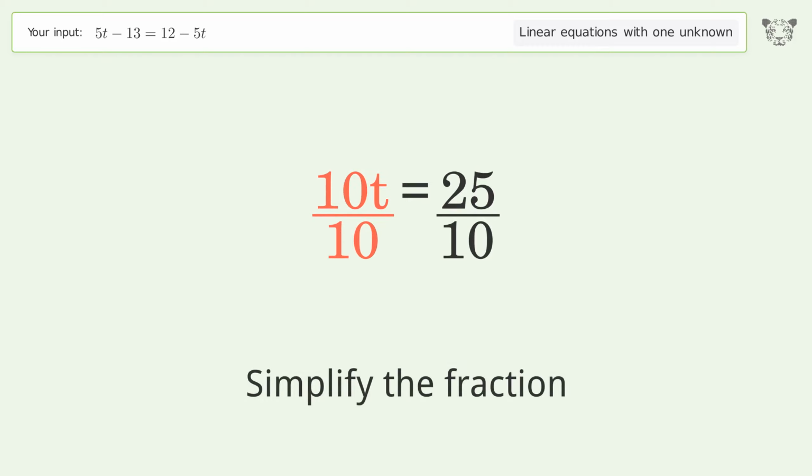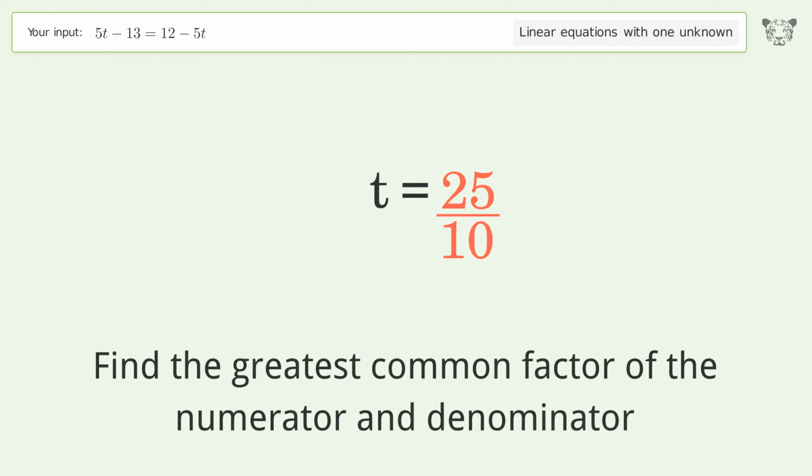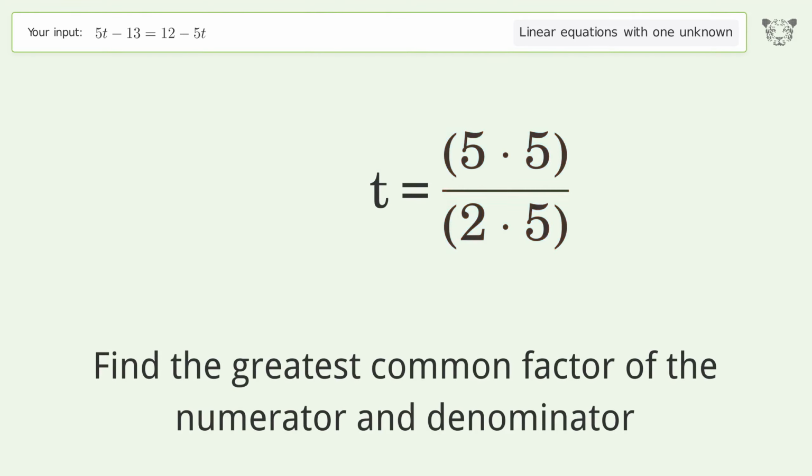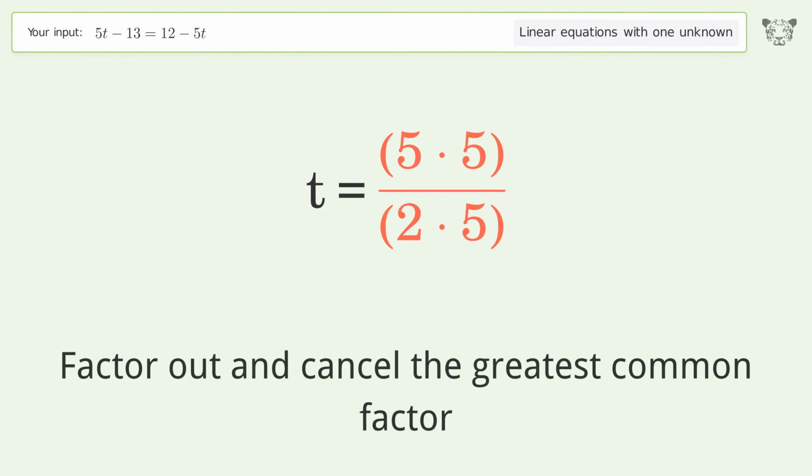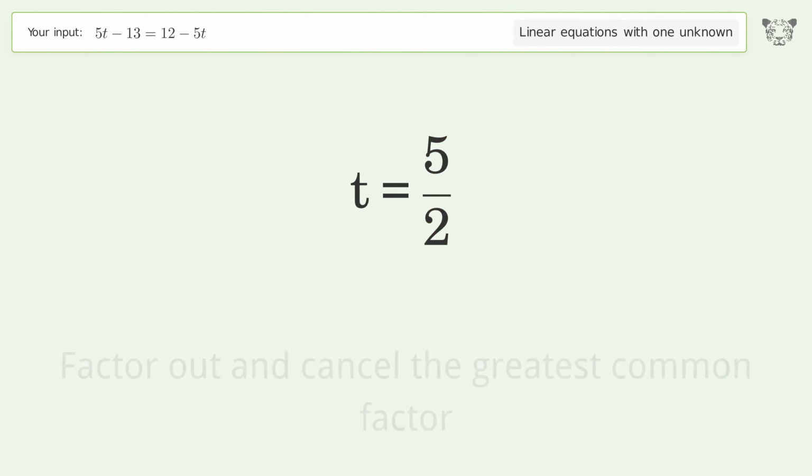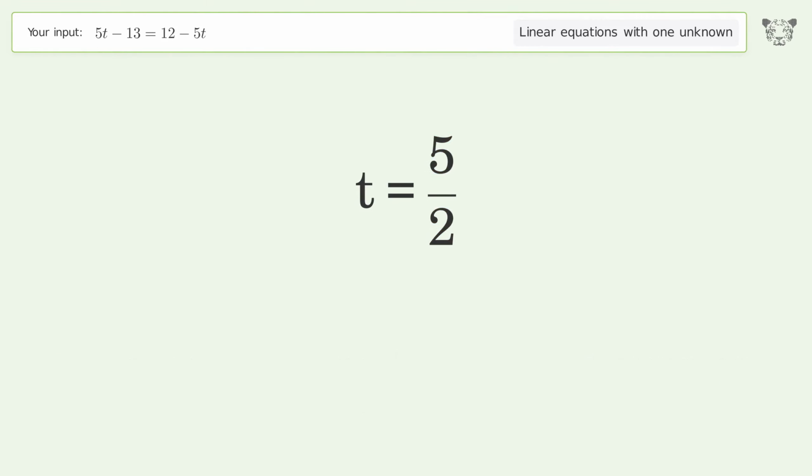Simplify the fraction. Find the greatest common factor of the numerator and denominator. Factor out and cancel the greatest common factor. And so the final result is t equals 5/2.